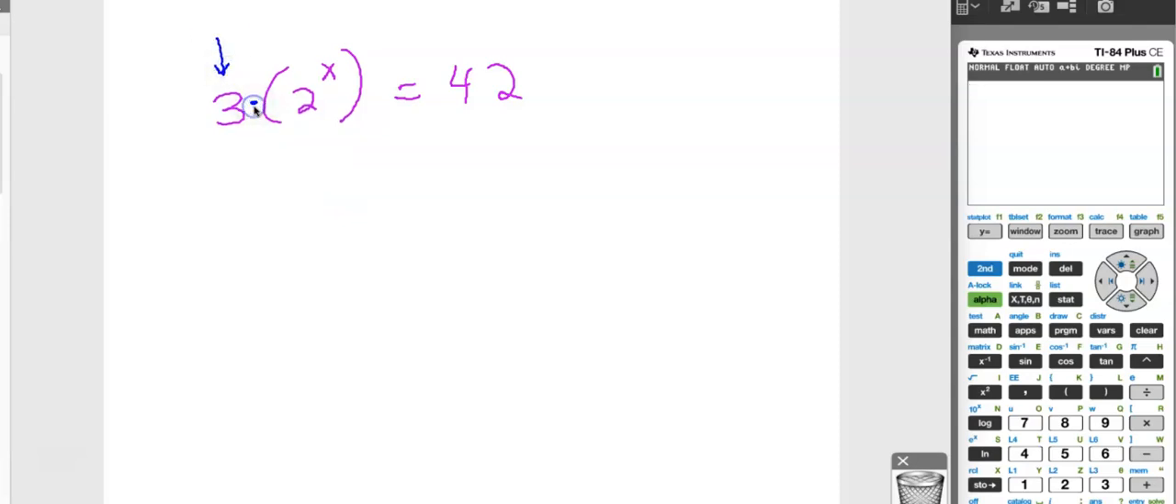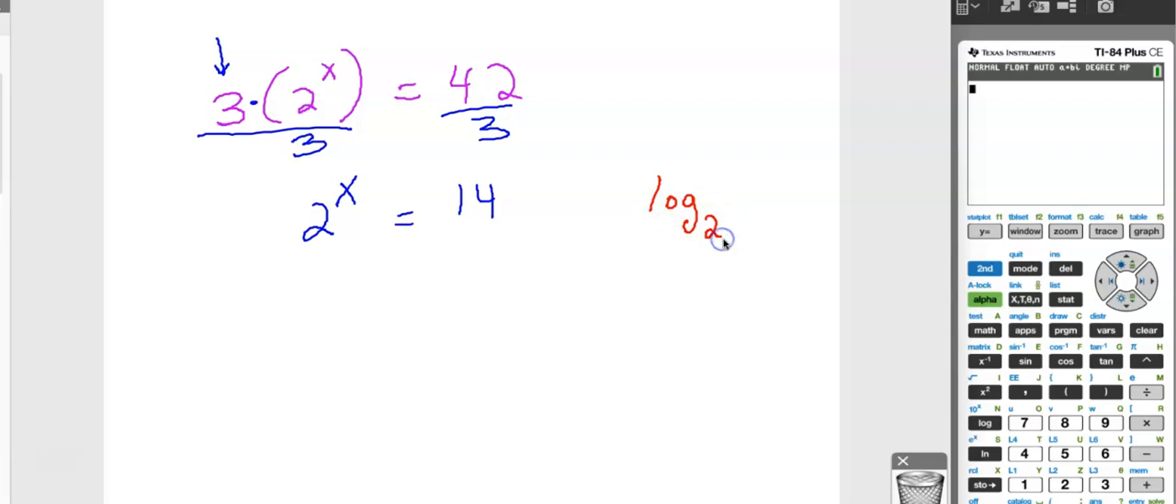We're going to get rid of that 3 by dividing by 3. So now we have 2 to the x power equals 14. Now, how do we solve it from here? There are multiple ways I could show this to you, but one way is to think of log form. So this is log base 2 of 14 equals x. You can easily do it that way if you want. Remember the counterclockwise. So you could do it that way.